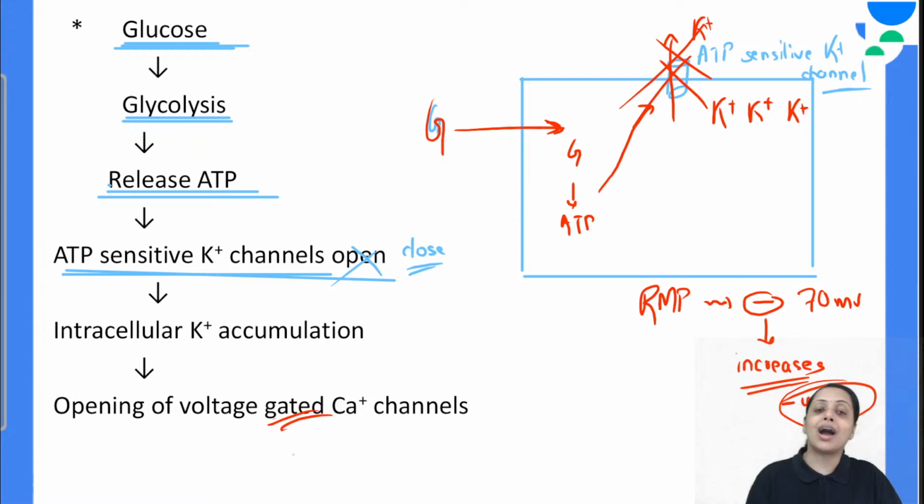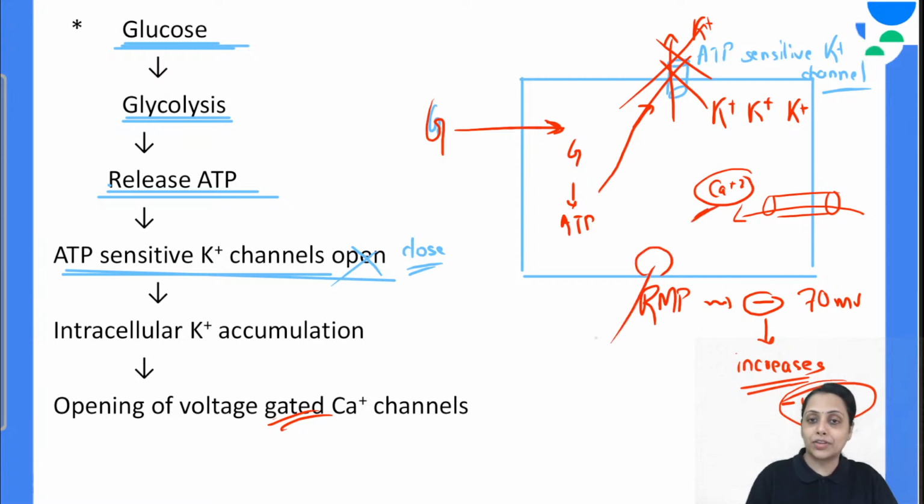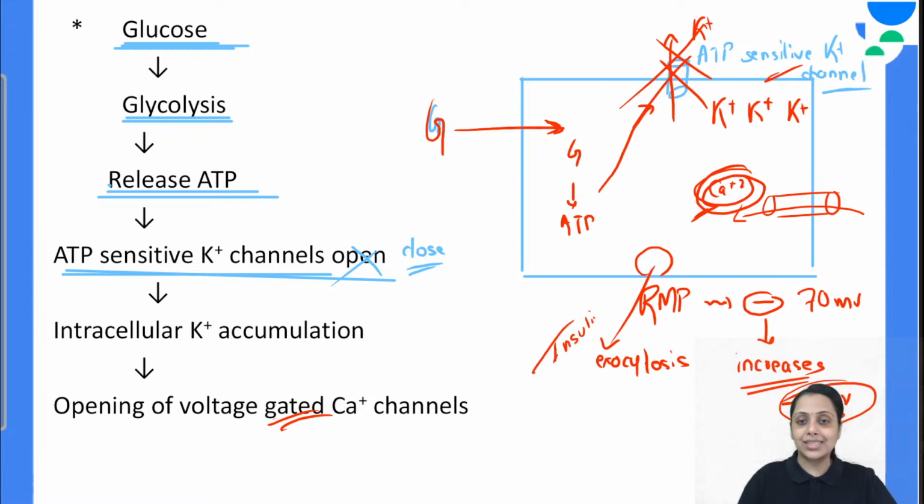Do you remember our calcium channel opens up at minus 40 millivolt? So at minus 40 millivolt, this calcium channel will open up. And due to the opening of this voltage gated calcium channel, calcium influx will start. And this calcium is responsible for exocytosis of insulin. Do remember, the exocytosis process always and always needs calcium, intracellular calcium. So that's how our ATP sensitive potassium channel is responsible for insulin release from the pancreatic beta cell.